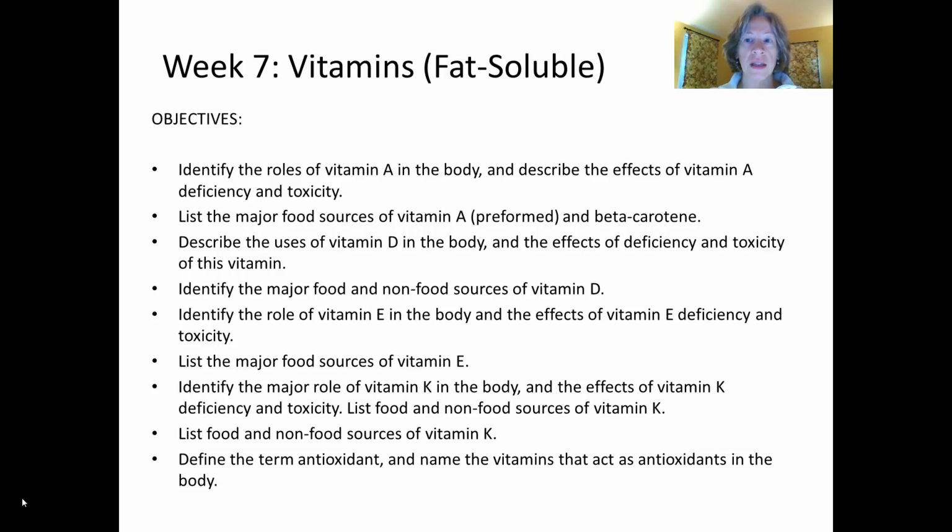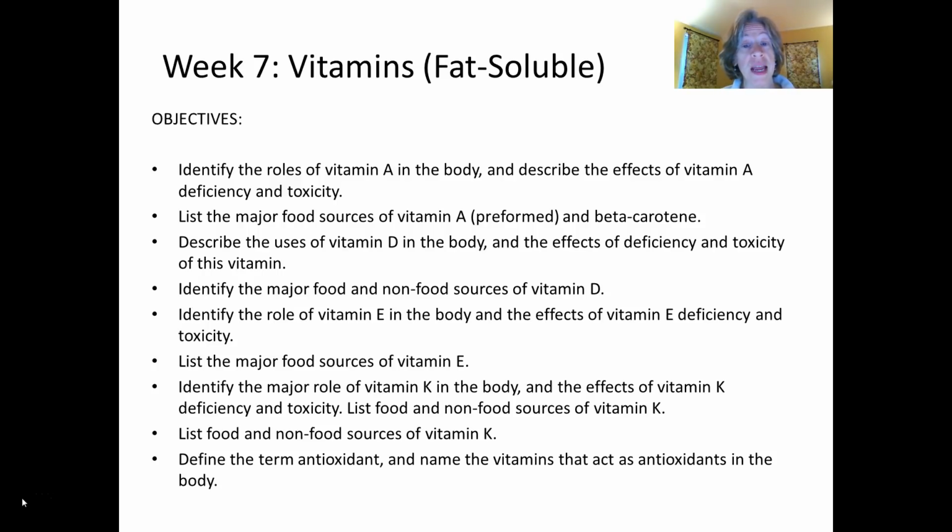So now let's talk about the fat-soluble vitamins, A, D, E, and K. Roles of vitamin A in the body. Remember, the primary role of vitamin A is in vision. Effects of vitamin A deficiency. Well, the first sign of a vitamin A deficiency is night blindness, and then that progresses to irreversible blindness called xerophthalmia. Too much vitamin A can actually cause liver damage, and it can increase your risk for hip fractures.